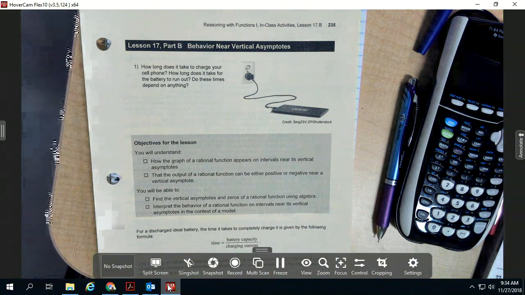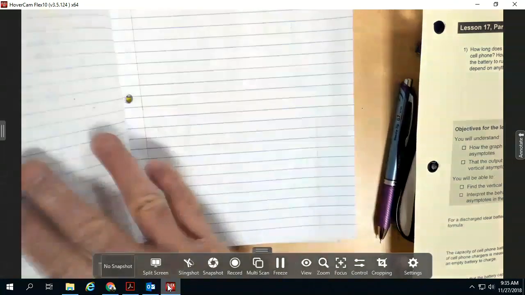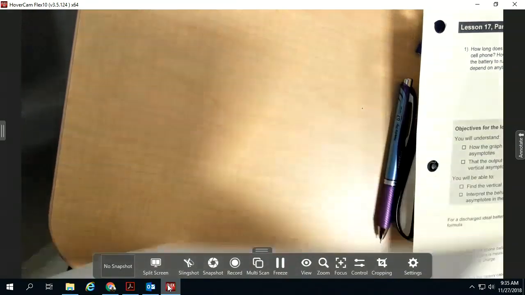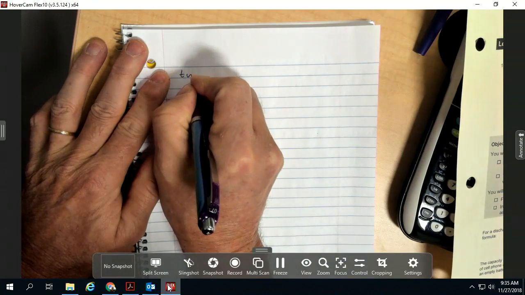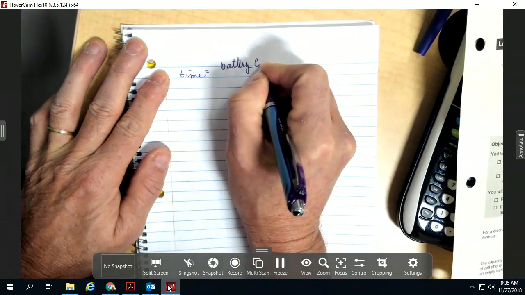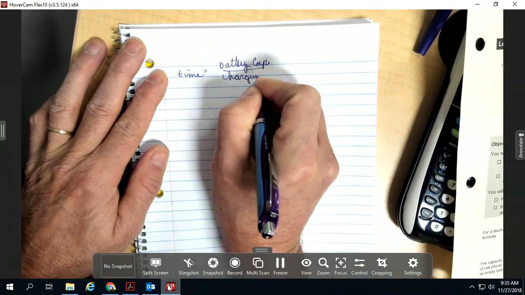The formula that they give us describes all those different variables, and it says the charging time is the battery capacity divided by the charging current.